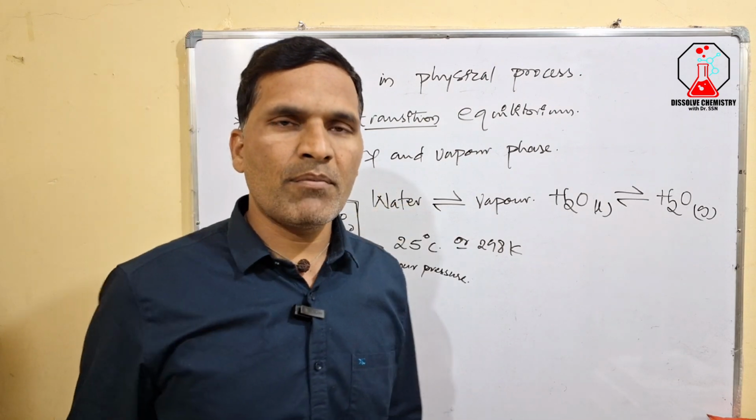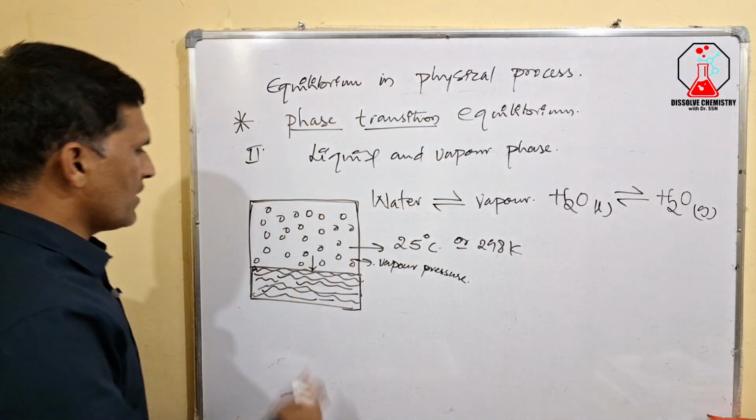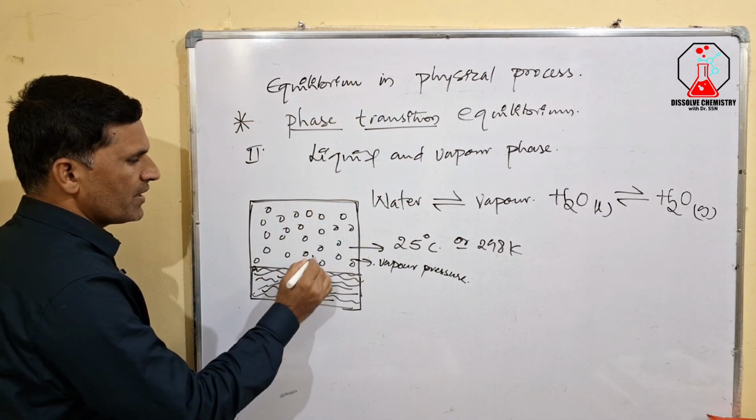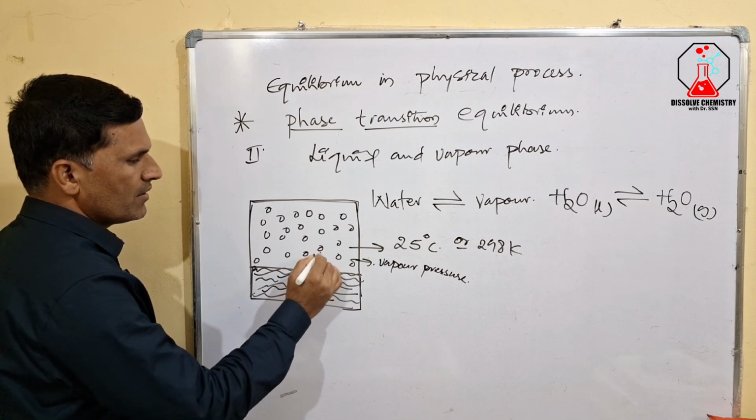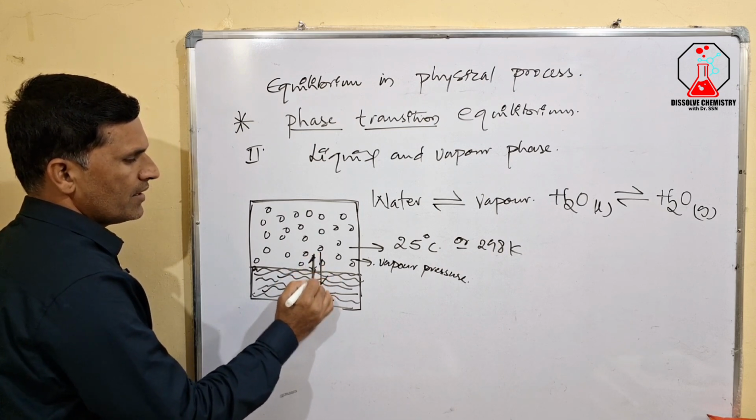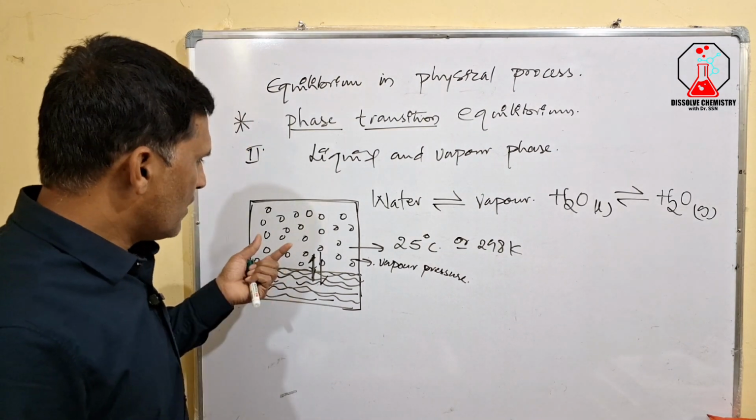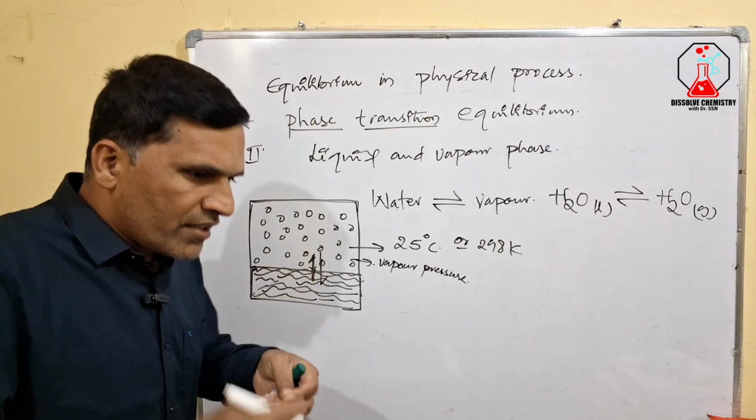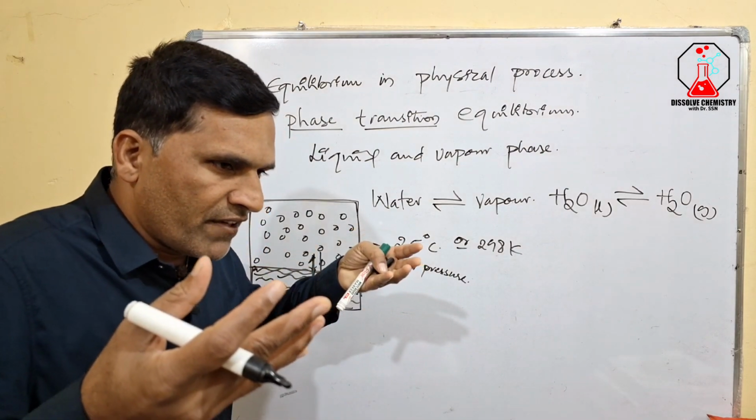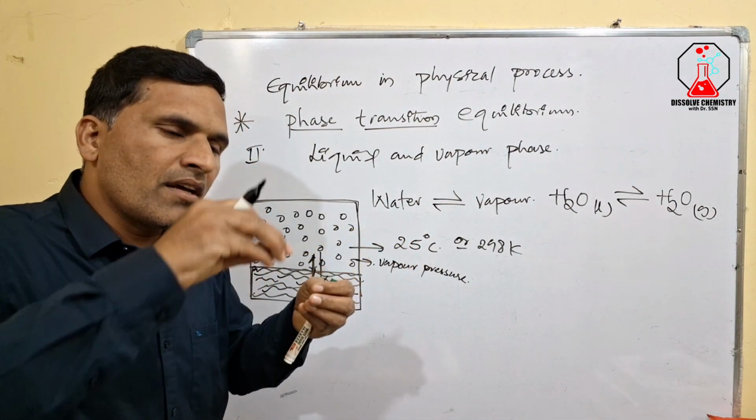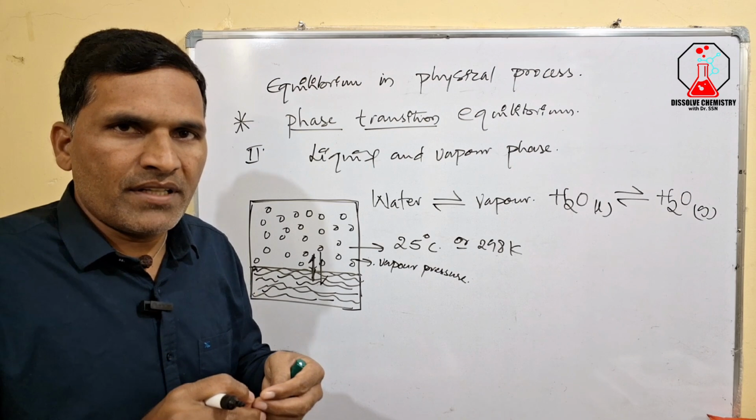And that particular point we call it as what? There is an equilibrium being established between the vapor phase and liquid phase. What is that point we call? So now, as the number of molecules escape into the vapor phase, what are they doing? They are also condensing back to the liquid phase.